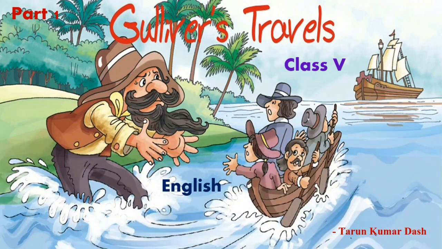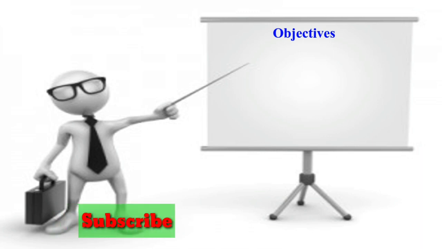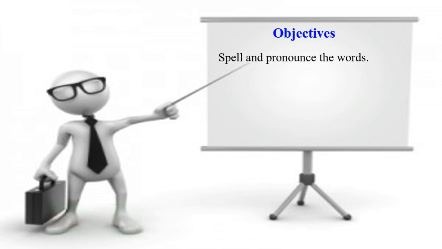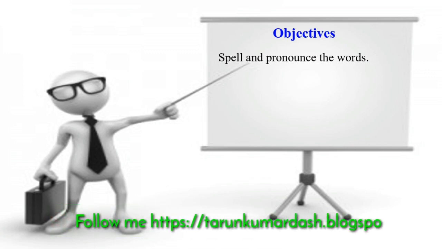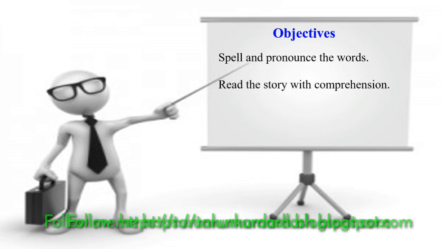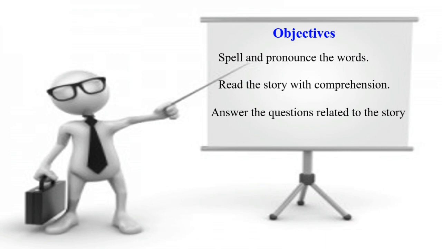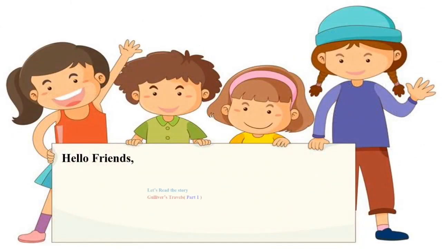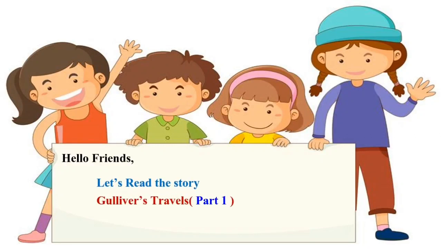So let's start Gulliver's Travels, Class 5 English. Before starting, let us find out what objectives we are going to achieve after watching this video. The objectives are: spell and pronounce the words, read the story with comprehension, and answer the questions related to the story. So friends, let's read the story Gulliver's Travels Part 1.